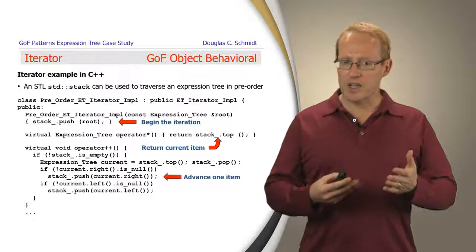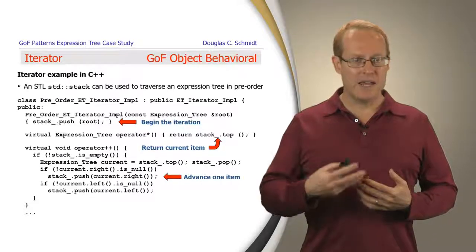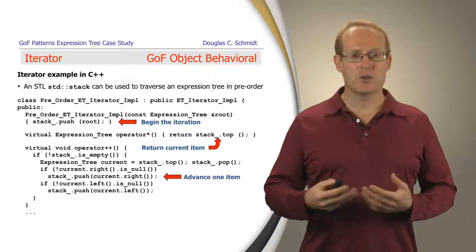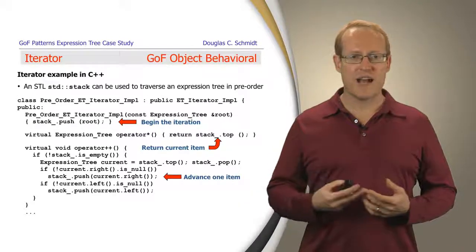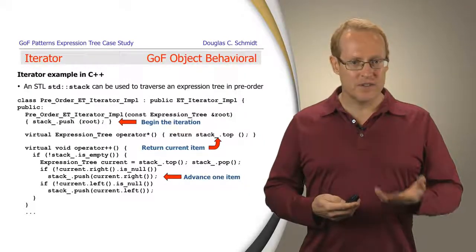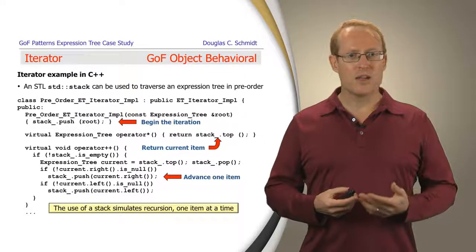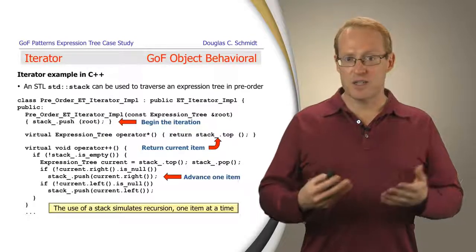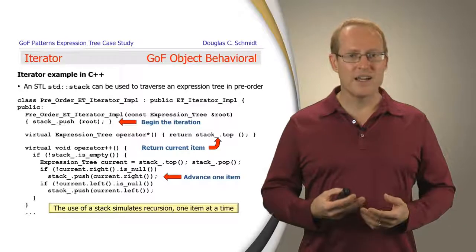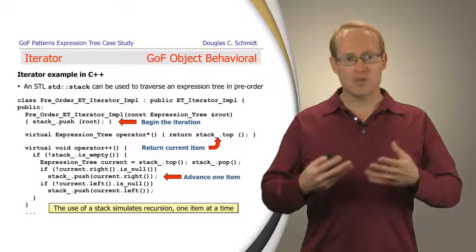And whenever plus plus is called, it goes ahead and advances the next items in the expression tree by pushing things into the stack depending on what their values are. So it turns out that this particular way of implementing pre-order traversal is effectively using an explicit STL stack with all of its wonderful value-based semantics in order to be able to simulate recursion.